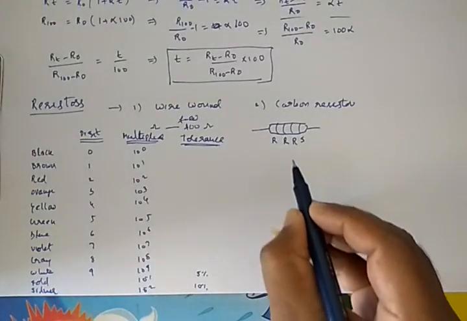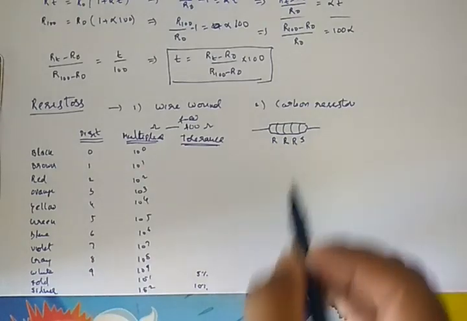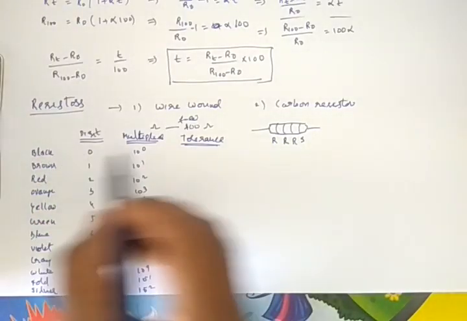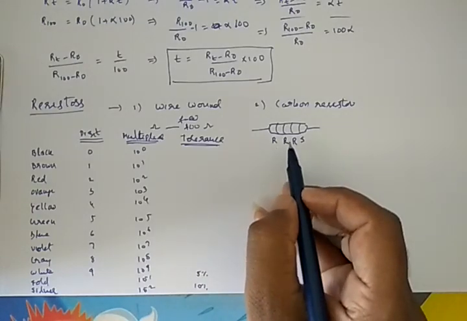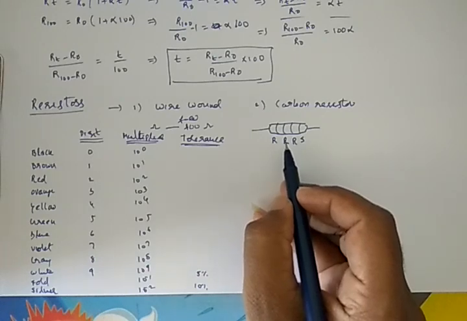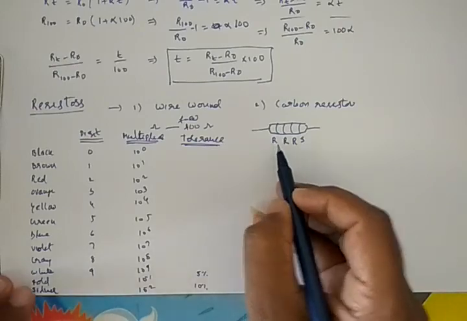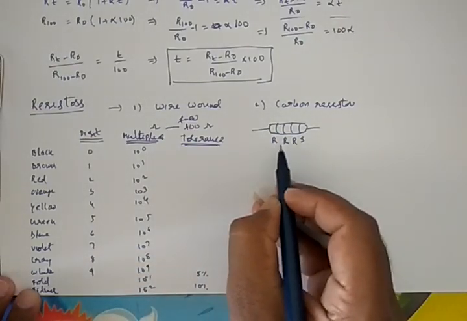So now let us try to find the resistance of this resistor. Here there are four colors. In four colors, the first two colors give the significant number of the resistor. So the first color is red. These are two digits.